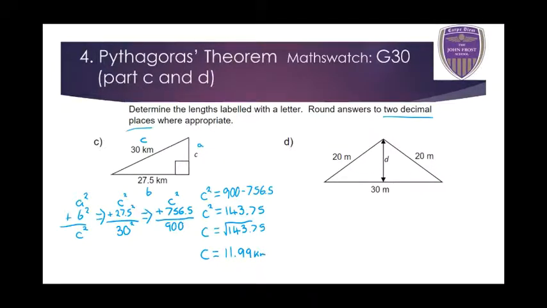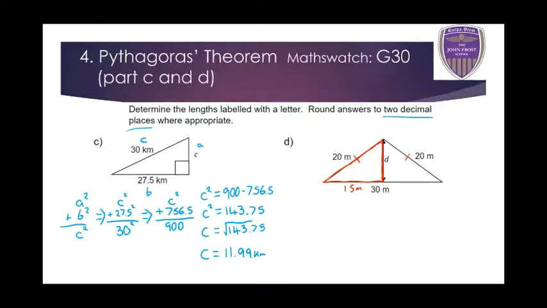Okay, so next part now, we're given a triangle where we're told both sides are 20 meters and the bottom side is 30 meters. Well, actually, what we're looking at here is an isosceles triangle, because these two sides are the same length. That must mean that we can make another right angle triangle within this triangle. So have a quick think. What do you think the length of this bottom side of this triangle would be? So actually, it would be 15 meters.